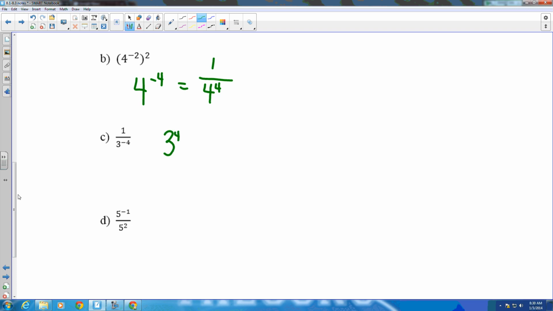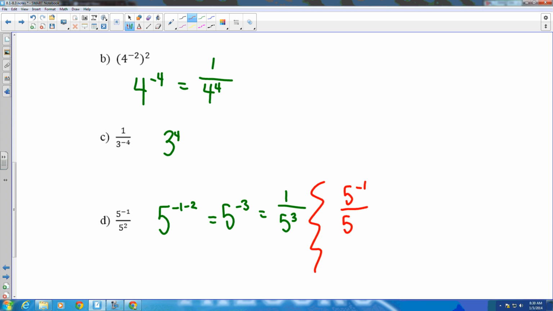And D, there's a couple of ways to do this. We can either do the subtraction, so we just subtract the exponents, negative 1 minus 2, just 5 to the negative 3, or 1 over 5 cubed. Or the other way to do it, I'll rewrite the problem and show you the other way. You can bring that 5 to the negative 1 down to the bottom, make it 1 over 5 to the first times 5 to the second, and then you get 1 over 5 to the third. About the same number of steps, so whichever one you prefer.